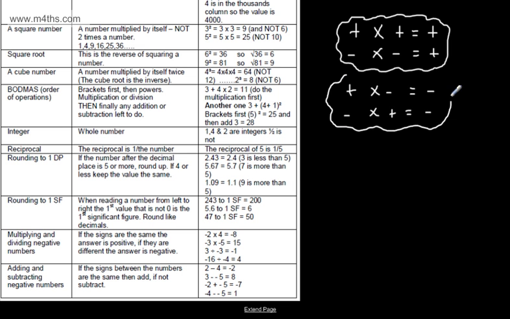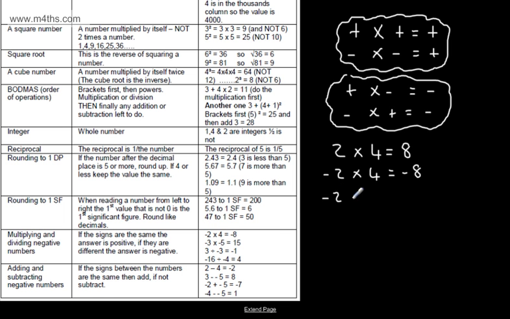So let's start off with something absolutely basic. 2 times 4. Both of these are positive, as I'm not told otherwise. If we don't have a sign, we assume they're positive. So that's going to be 8. Now if I had minus 2 times 4, I've got one negative and one positive, so my answer is going to be the same number but negative.